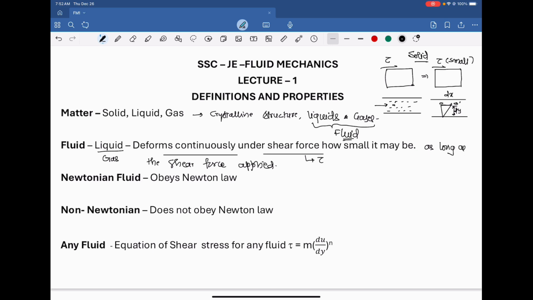Liquid starts moving from A to A dash, whereas a solid particle here at A remains at A only, whereas a particle in the liquid at A moves to A dash by the application of even a small shear force. This is called deforming continuously under shear force, however small it may be, as long as the shear force is applied.